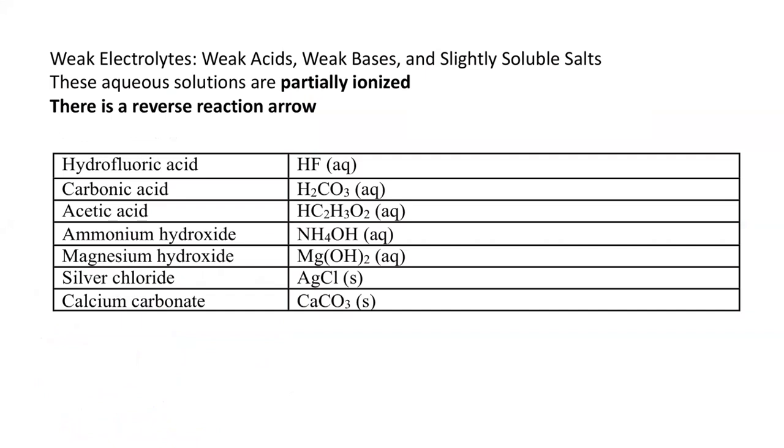Okay, so let's talk about the weak electrolytes. So weak electrolytes are still electrolytes. An electrolyte is still when you have the ionic compound dissolved in water. But the difference from the strong electrolyte is that with a weak electrolyte, they're only partially ionized, so there's a reverse reaction arrow. This can be drawn as a two-headed arrow. You've seen both of these, or a reverse reaction arrow like that. So that's a backwards arrow.